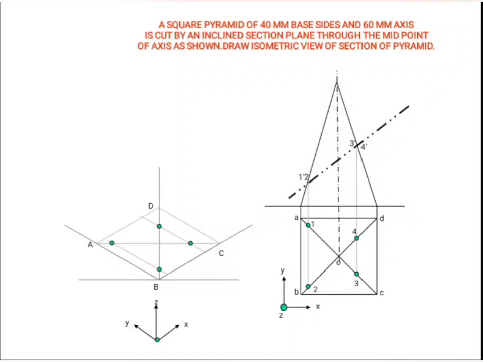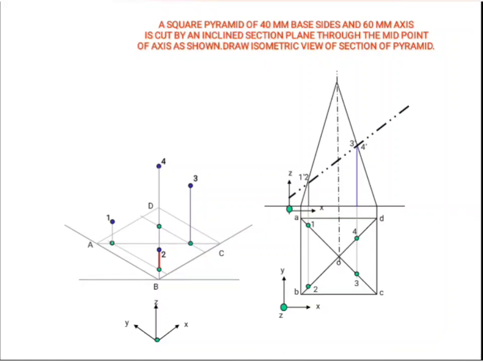For locating the points 1, 2, 3 and 4 in the isometric view, I am marking the heights of these points, 1 dash, 2 dash and 3 dash, 4 dash, in the z direction. So I can copy this distance at points corresponding to 1 and 2, and it is marked here, and the distance of the points 3 dash and 4 dash in the z direction is copied from here, and it is marked here and here to get the points 1, 2, 3 and 4.